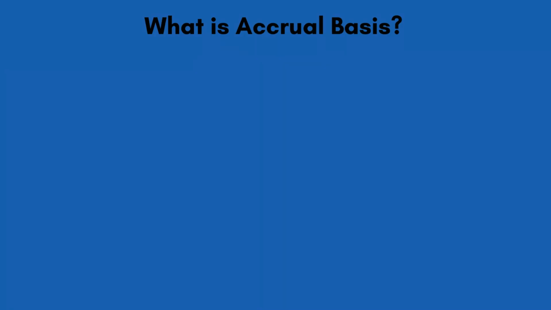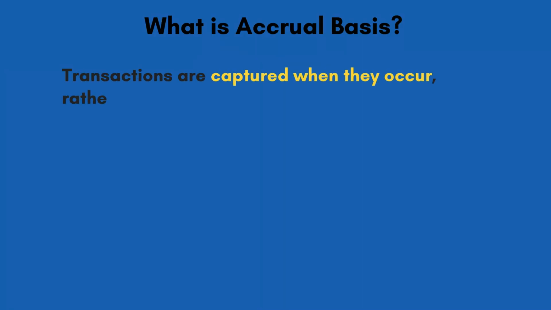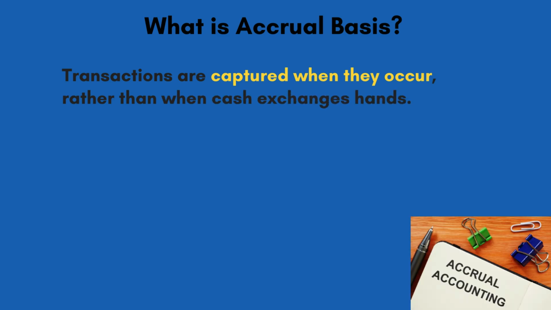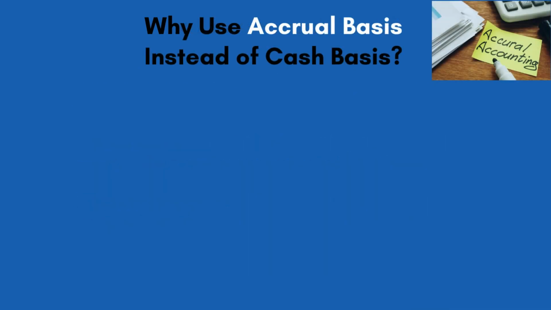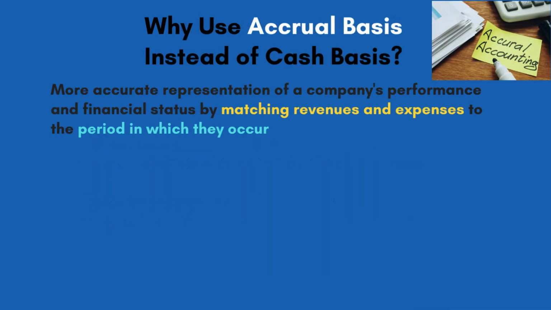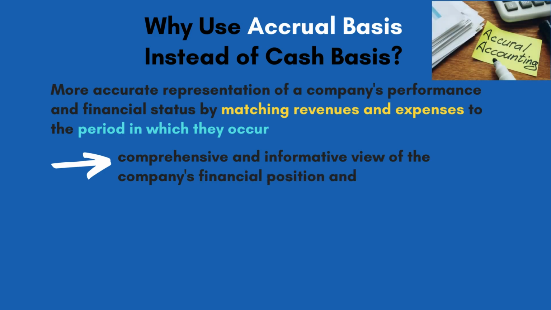Accrual basis accounting is a method where transactions are captured when they happen rather than when cash changes hands. This means that revenues and expenses are recognized when the transactions that cause them occur, regardless of when cash is paid or received. The accrual basis of accounting is required because it offers a more precise depiction of a company's financial activities by aligning revenues and expenses with the period in which they are incurred. This approach provides a comprehensive and informative view of the company's financial position and performance.